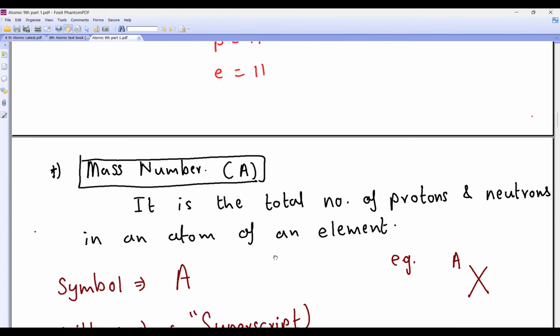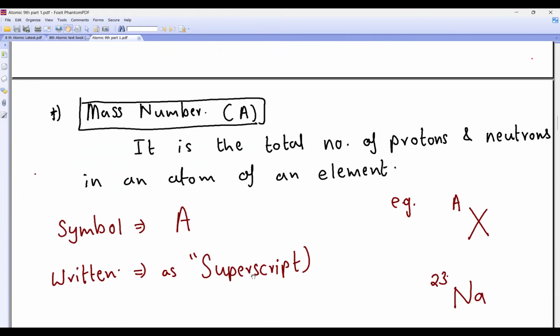So how is it written? What is the symbol? It is written as A, as a superscript at the top. Suppose there is an element, and I want to write its mass number, I'll write it at the top. Suppose I have written sodium 23, what does this 23 represent? I have written it as a superscript at the top, so it is the mass number.